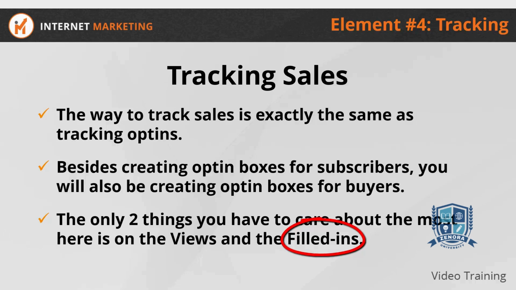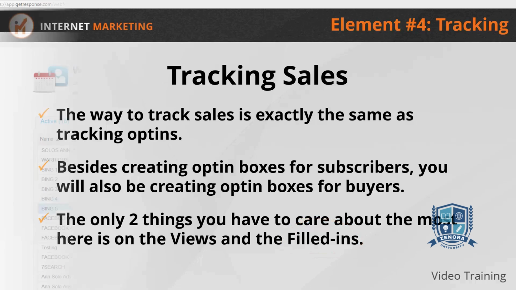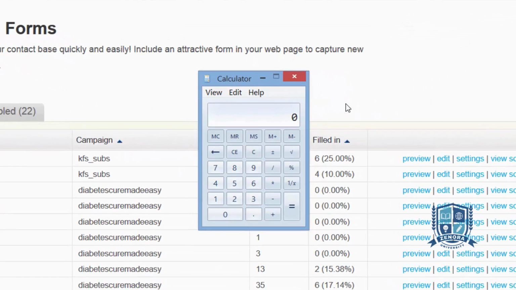And how can you know how well your sales page is converting? That's very easy too. First of all, let's take the number of submissions from the two different lists. Let's say the free opt-ins are 129, the buyers are 37. To calculate the sales page conversion rate, you first take the number of buyers, 37, and divide it by the number of free opt-ins, 129.